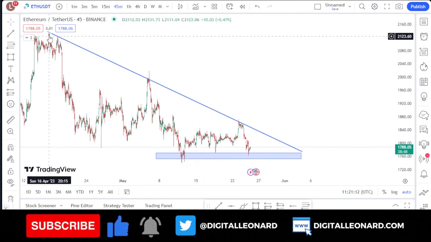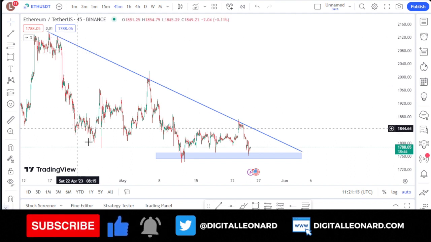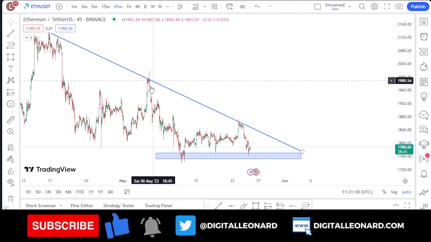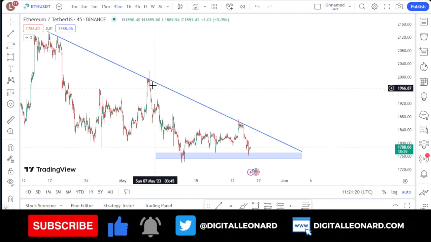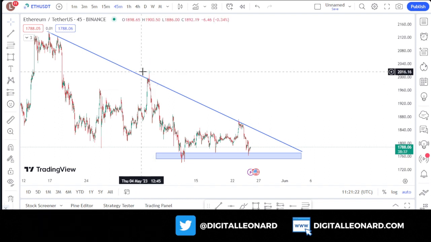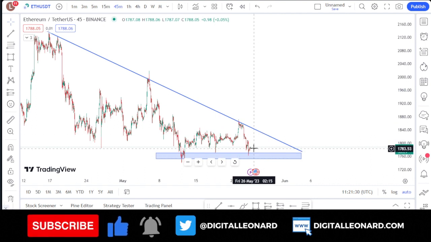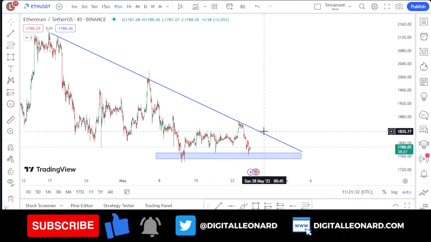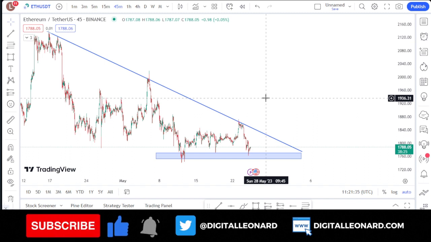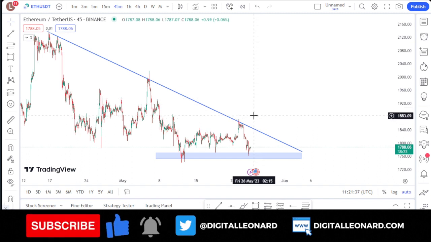So here it rejected from the trend line, went down, came down again and tested the trend line, it went down again. Okay, and now it has come back to the trend line again. This is the third time it is coming to the trend line. It rejected it again, came down. It has touched the trend line again. This is the fourth time it is touching the trend line. There is every probability that if this market comes down here the fifth time, it will break this trend line to the upside.